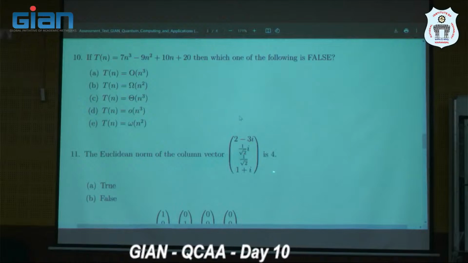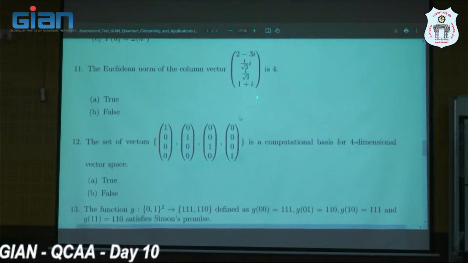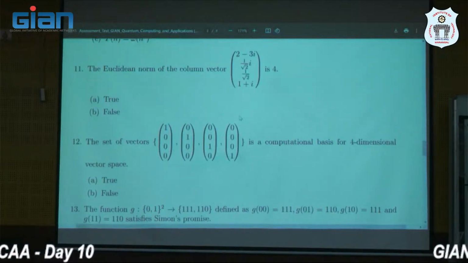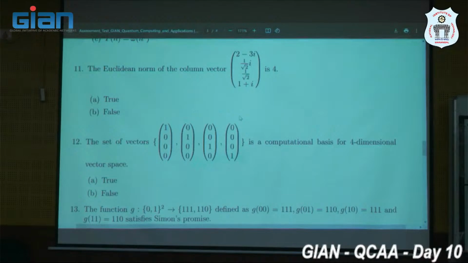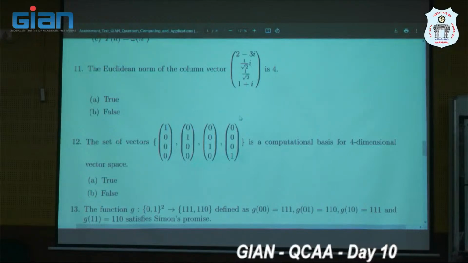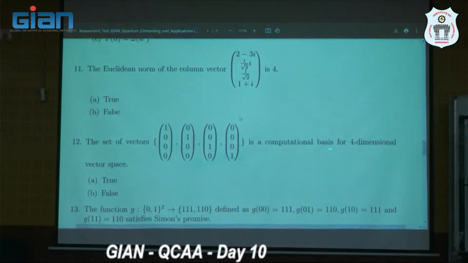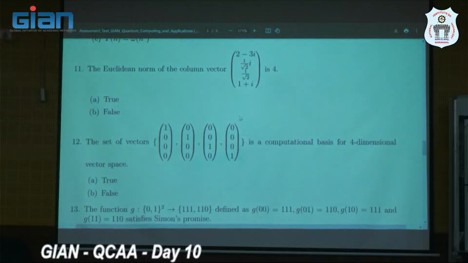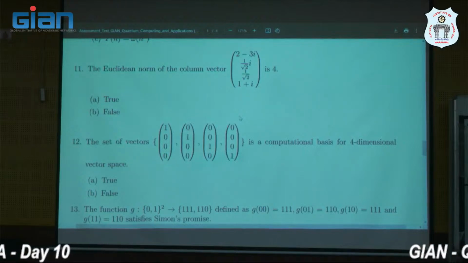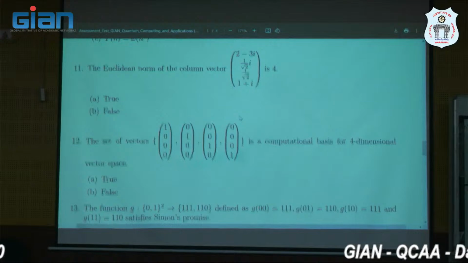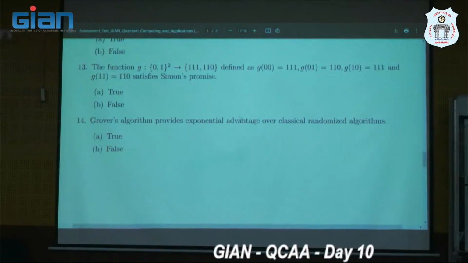The Euclidean norm of this vector is 4, correct? Yeah, you just verify that one. Do the calculation. It is true. Anybody having any doubt, please stop. The set of vectors, this one, is a computational basis for the 4-dimensional vector space. True or false? True. 1 0 0, 1 0 0 1, computational basis. Correct? Very good.